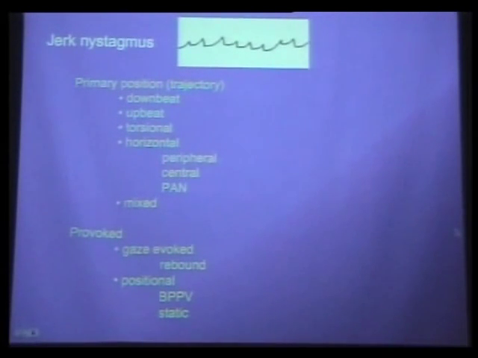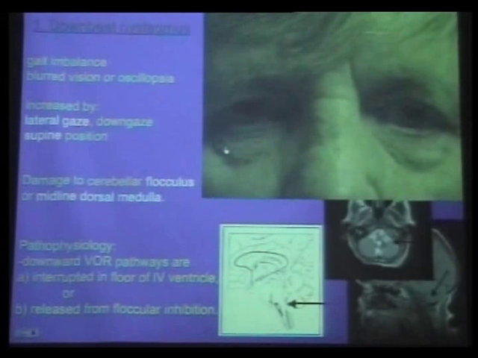You're going to see this far more often than you'll see pendulum. And we're going to talk about the ones you see in primary position. And this is a list to remind you of primary position versus gaze-evoked or positional, down here. So, downbeat nystagmus is probably one of the more common of the primary position ones that you'll see.